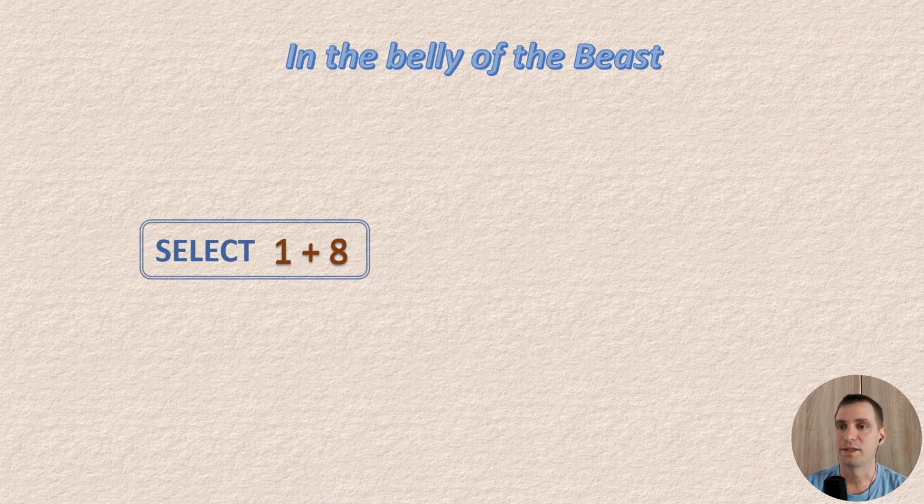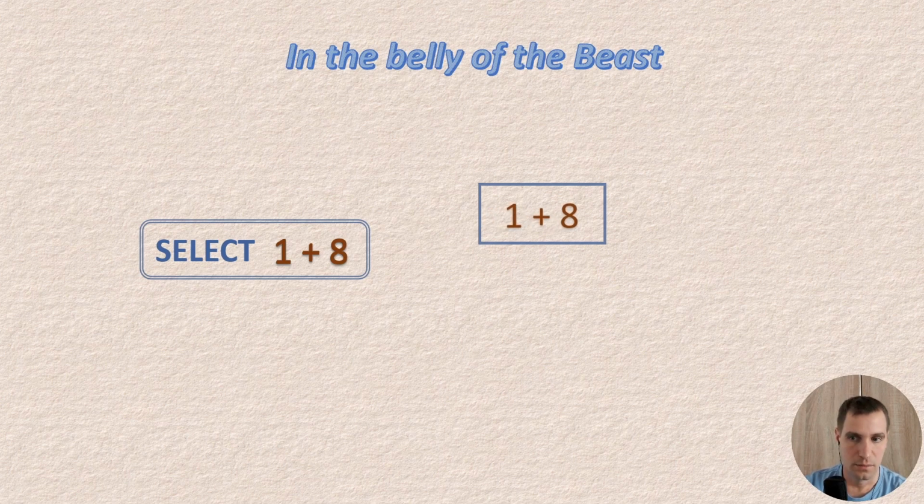The engine will create an empty cell for each expression that we want to select. In our case, we only have one expression, 1 plus 8. So the engine will create a single cell. It will then simply copy and store the expression in this cell.